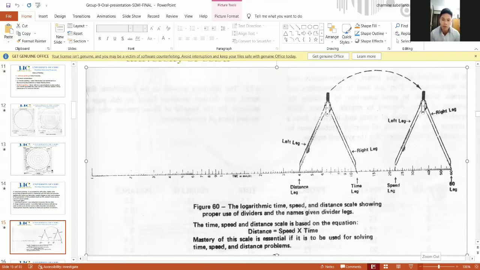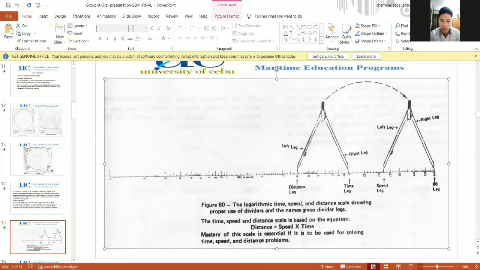If you're looking for the distance, it is simply speed times time. If you're looking for the speed, it's distance divided by time. And if you're looking for the time, it is distance divided by speed. Mastery of this scale is essential if it is to be used for solving time, speed, and distance. The compass divider shows the computation of the distance by using its scale. Next slide, please.